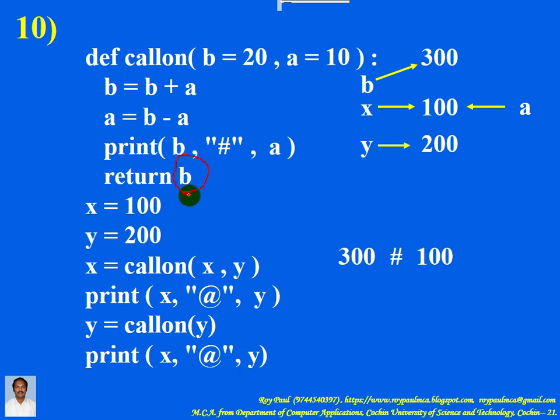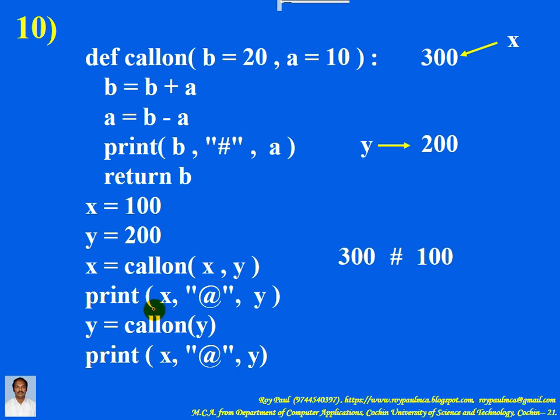Now return B. What does B contain? B contains 300. To where it is returned, answer is returned to the point from where it was called. So your 300 comes here and variable x is pointing to this 300. So you need to cancel this and x is pointing to this 300. Again, when the control comes here, the local variables do not exist. So you need to cancel B, you need to cancel A.